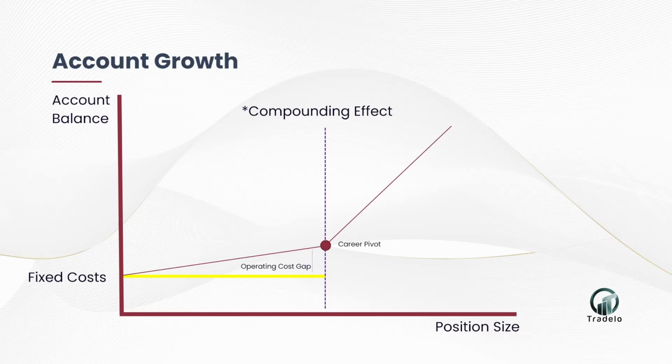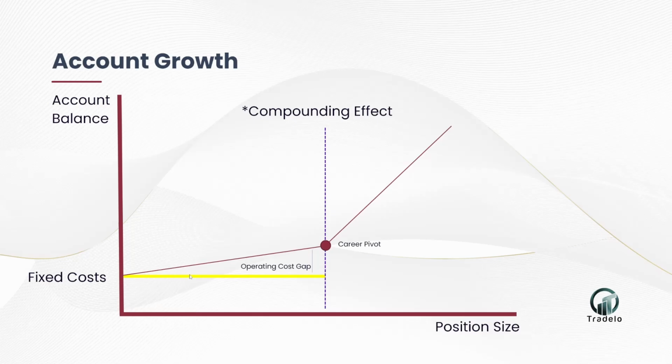The first thing you notice is that as the account balance increases, we can trade bigger position sizes. Now, because we're not extracting the profits from our account, we're effectively reinvesting them, and as a result, we start to see account growth. As we see the account grow, we can take on bigger position sizes.